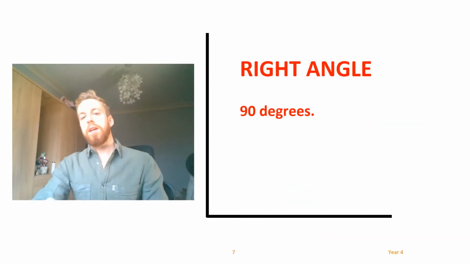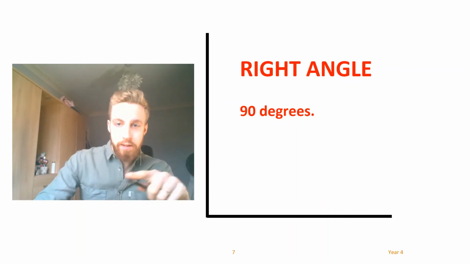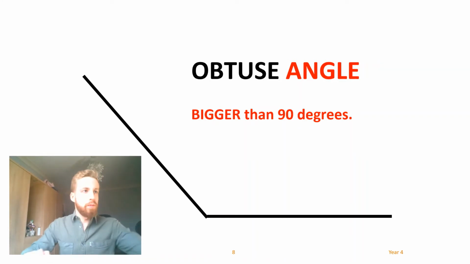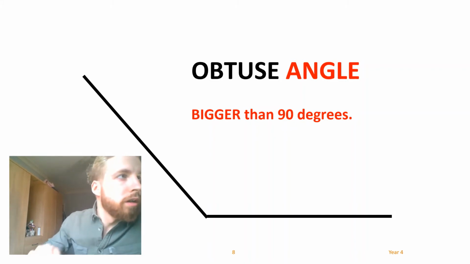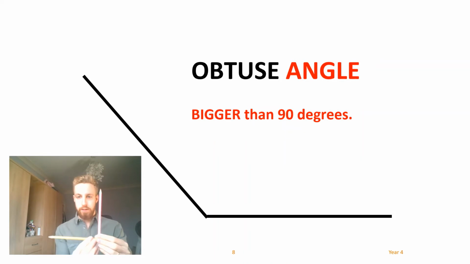If we have a look, we've already said this is a right angle and that is 90 degrees exactly. We're now going to look at what we call an angle that is bigger than 90 degrees. If you look now, we can see that it is bigger. We've opened that up. I've got two pencils to help show this. We started with 90 degrees.